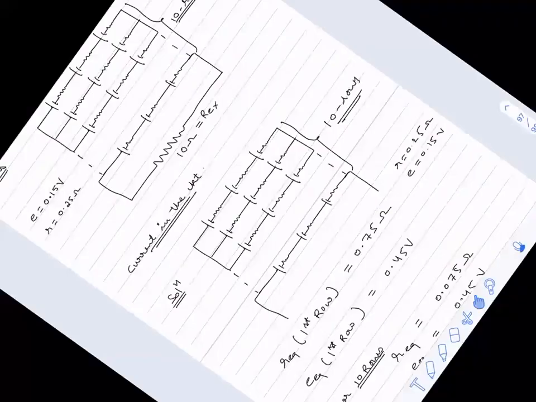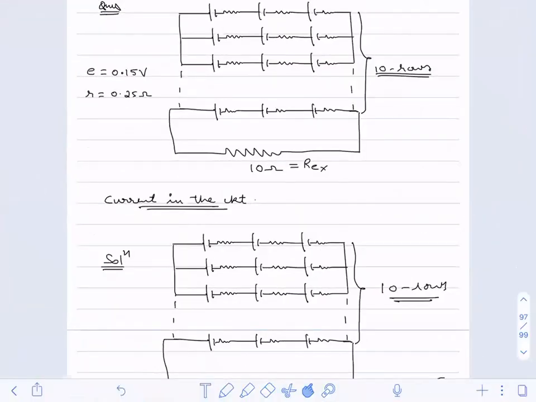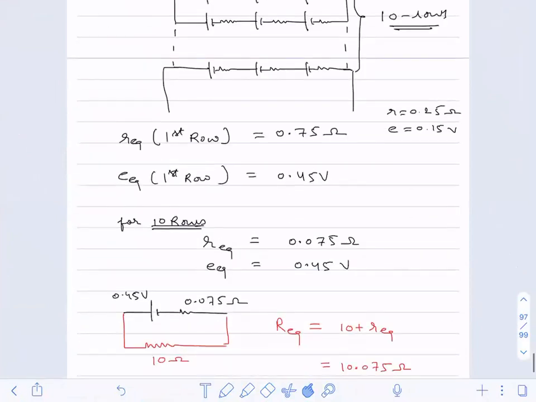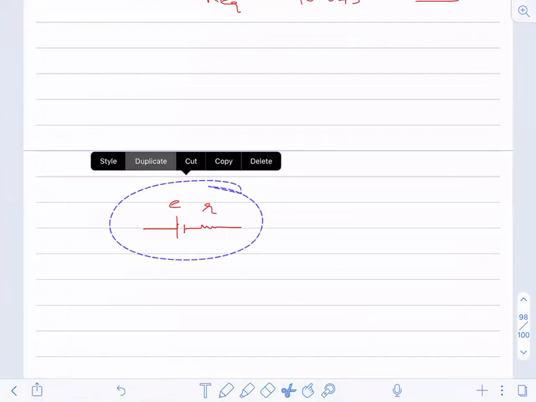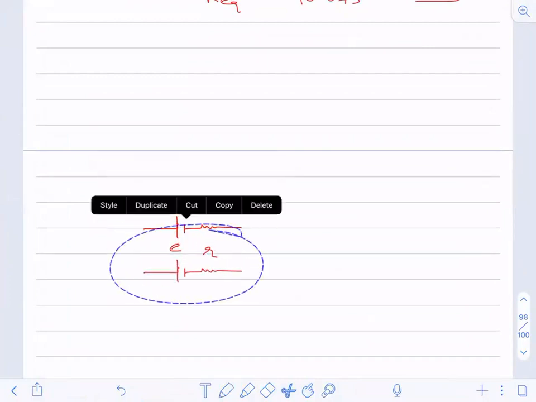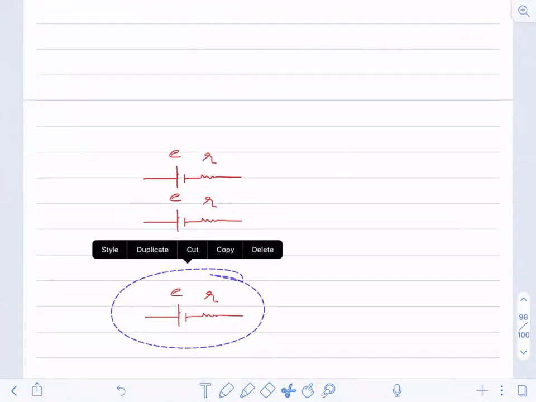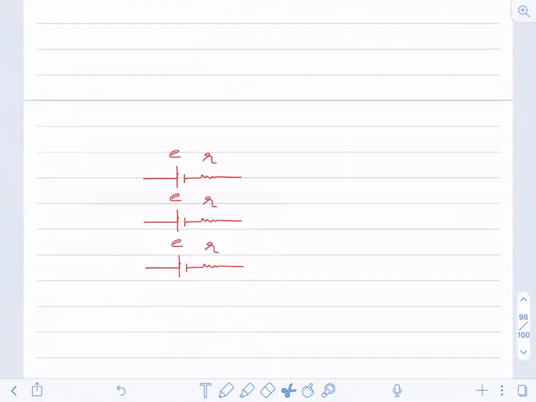So few people are having this doubt. If anybody else is having that doubt, just see. The doubt is that if I'm having this EMF and this is the cell, so if this is E and this is R, and like this, if I'm having combinations like this, then why is it that I will write E only? I will write E only.